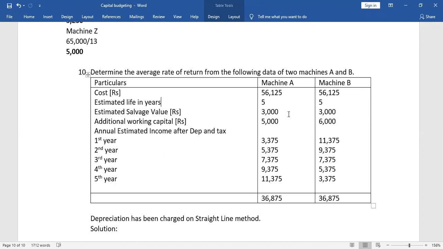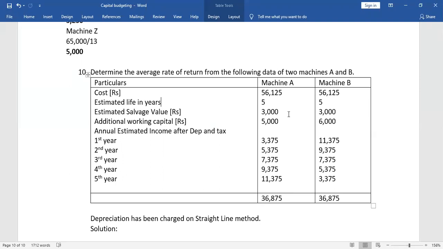Now, this thing is new, additional working capital. As I had told you in earlier sums, earlier lectures also, additional working capital is the increase in the working capital if we go for a specific machine, specific asset. So if we go for machine A, we will have an additional working capital of 5,000, and if we go for machine B, the additional working capital will be 6,000.